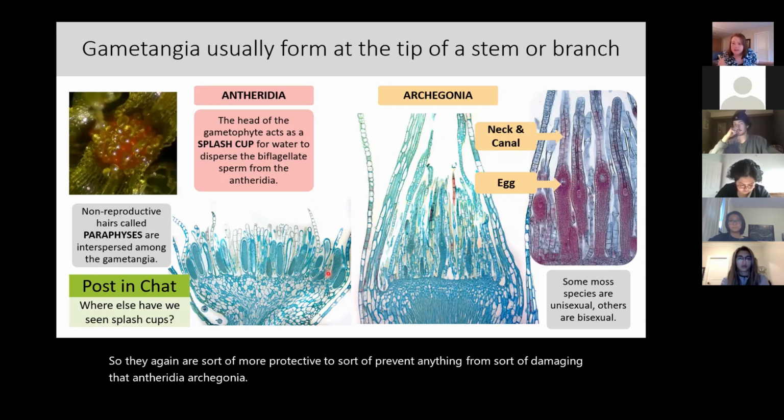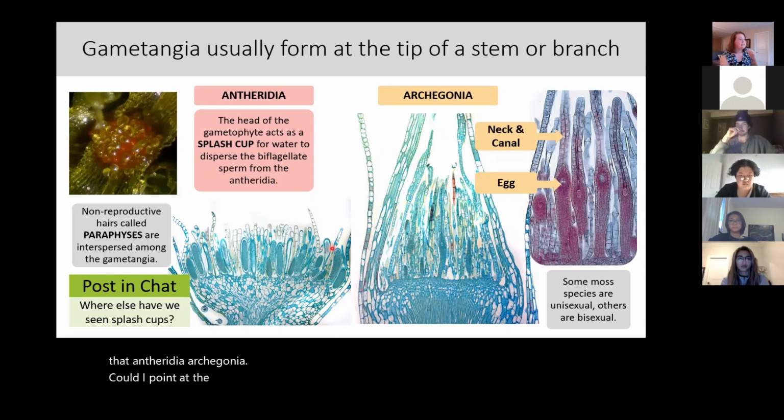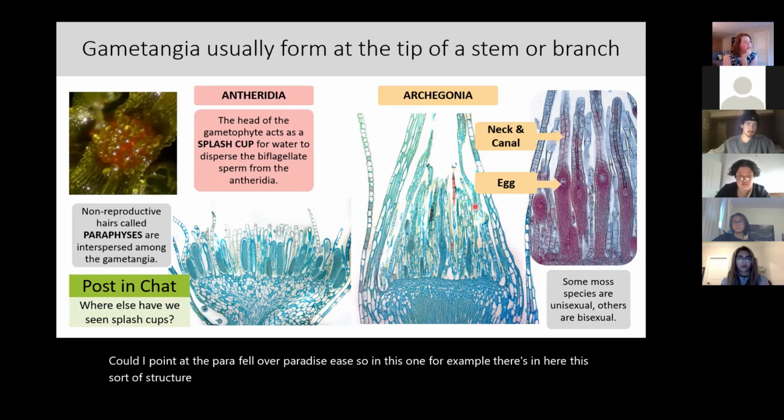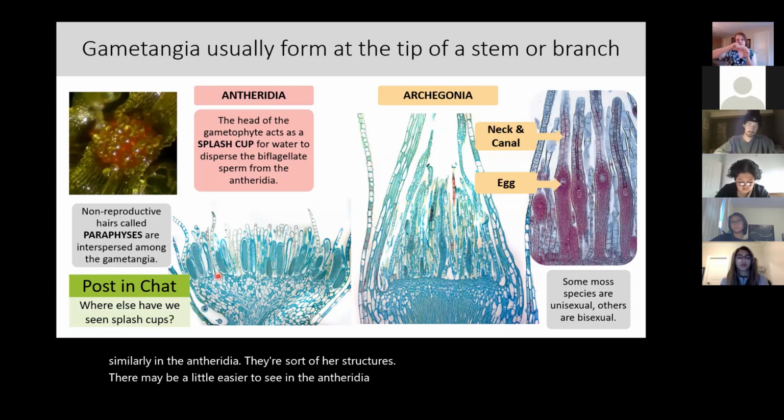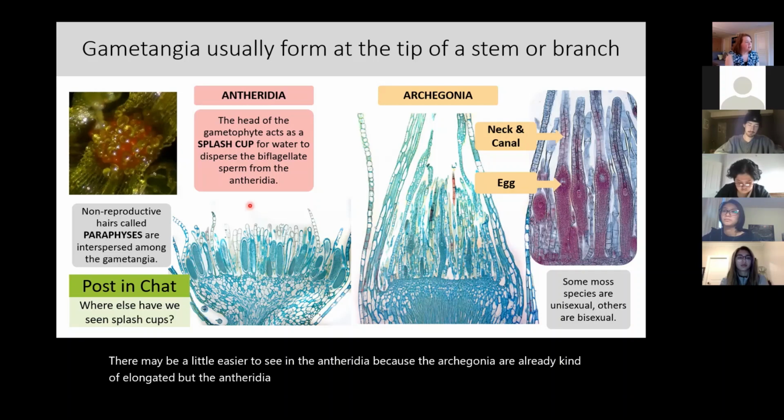Could I point at the paraphyses? Oh, the paraphyses. So in this one, for example, this structure here, the little hairs in between the different archegonia. And similarly in the antheridia, there are hair structures. They're maybe a little easier to see in the antheridia, because the archegonia are already kind of elongated, but the antheridia are more swollen. So like this hair here is a paraphysis.